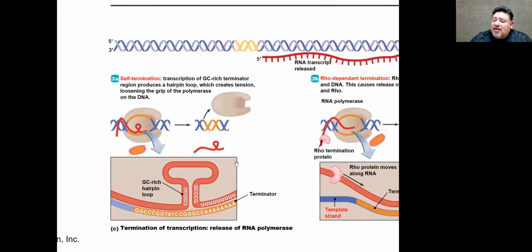Once it's gotten to that area, it runs into what's called a GC-rich area. If you remember from Chargaff's rules, G and C come together with 3 hydrogen bonds, and U and A come together with only 2 hydrogen bonds. Which one sticks together more tightly? The answer is the GC, because it has 3 instead of 2 hydrogen bonds. GC has a tendency to stick together more tightly than UA does.